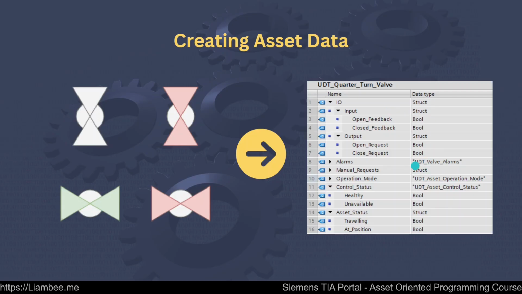We can see that here, that we have things like UDT valve alarms that are inside our UDT quarter turn valve. We have things like UDT asset operation mode, and we'll go through these in the next video, and you can see what's inside these as well.